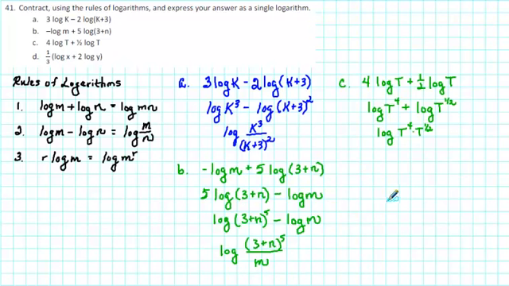We have a single logarithm, but we can simplify the argument of the logarithm using the properties of exponents. We have the same base and the operation's multiplication, so we can add the exponents. 4 plus 1/2 is 4.5, or we can write that as 9/2. So we have the logarithm of t to the 9/2. And the meaning of the 9/2 exponent is the square root of t to the 9th power. So our final answer is the logarithm of the square root of t to the 9th power.